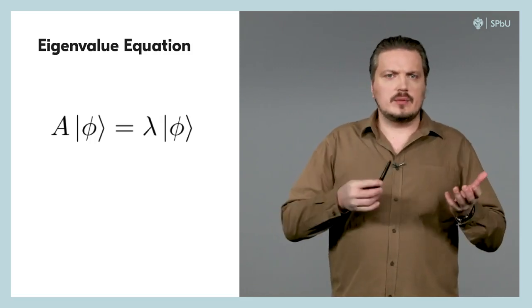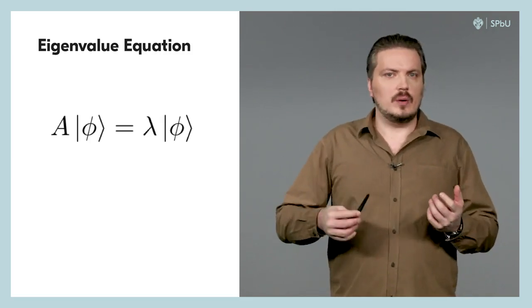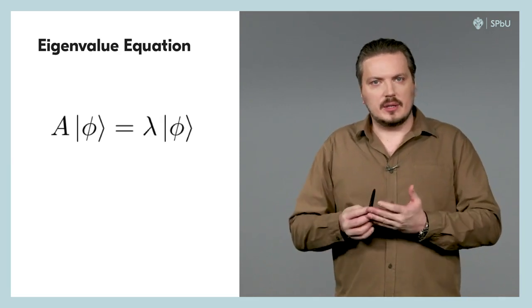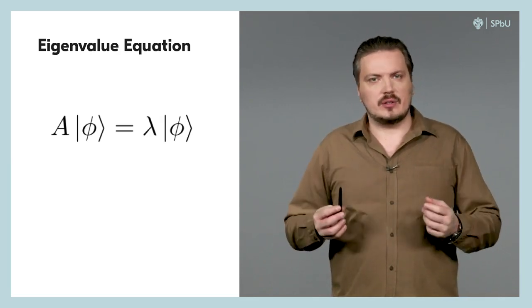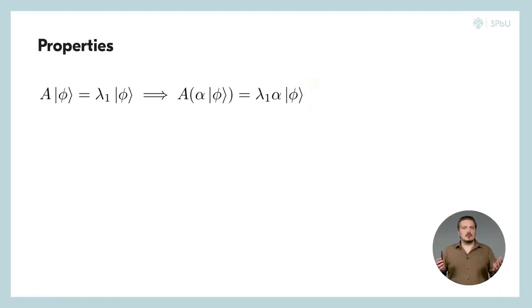All lambdas satisfying the equation are called the eigenvalues of the operator, while the vectors corresponding to those lambdas are called the eigenvectors of the operator. Let's look at some properties of eigenvalues and eigenvectors. First, if we have some eigenvector phi corresponding to some eigenvalue lambda 1, then for any complex number alpha, alpha phi will also be an eigenvector corresponding to this lambda 1.